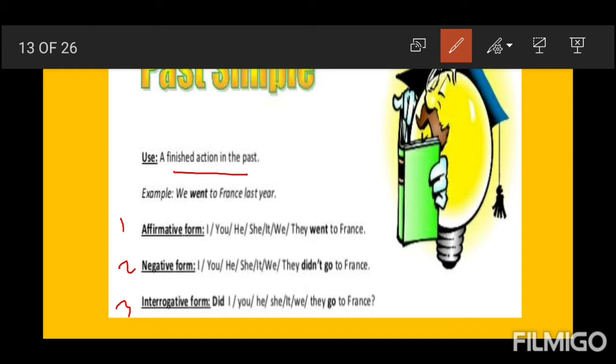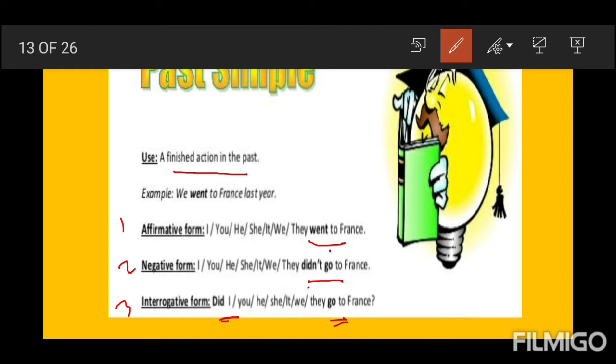Affirmative form, like when I say I, you, he, she, it, we, or they went to France. Negative form: they didn't go to France, I didn't go to France, he, she, it, we, whatever pronoun, didn't go to France. So this is negative form. This is affirmative, it means no negative, no question. And interrogative form means question, like when I say, did they go to France? What do you notice here? This is the affirmative form in the past, and of course, this is an irregular verb, go, went.